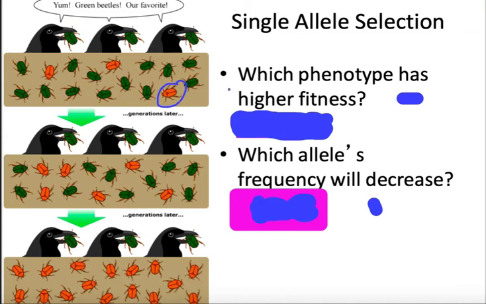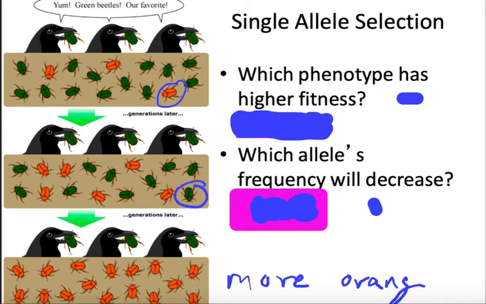Okay, so hopefully for high fitness, you said orange has high fitness. You would know that because orange is becoming more populated over time. So by the time you get to the end down here, you've got more orange.